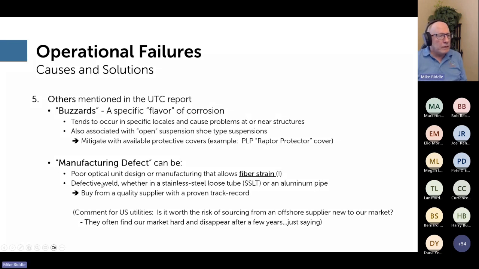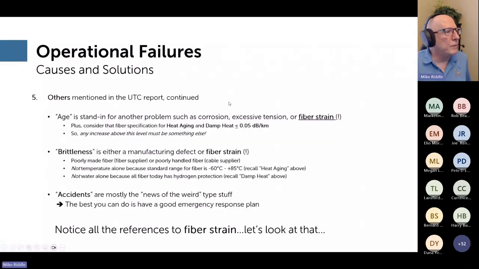A defective weld, that could be a problem. Your solution there is buy from somebody who's good. You know, it's that simple. Buy from a quality supplier. Now, age, brittleness were also mentioned, but I'm going to say that age alone should not cause problems with fiber. There has to be something else going on.